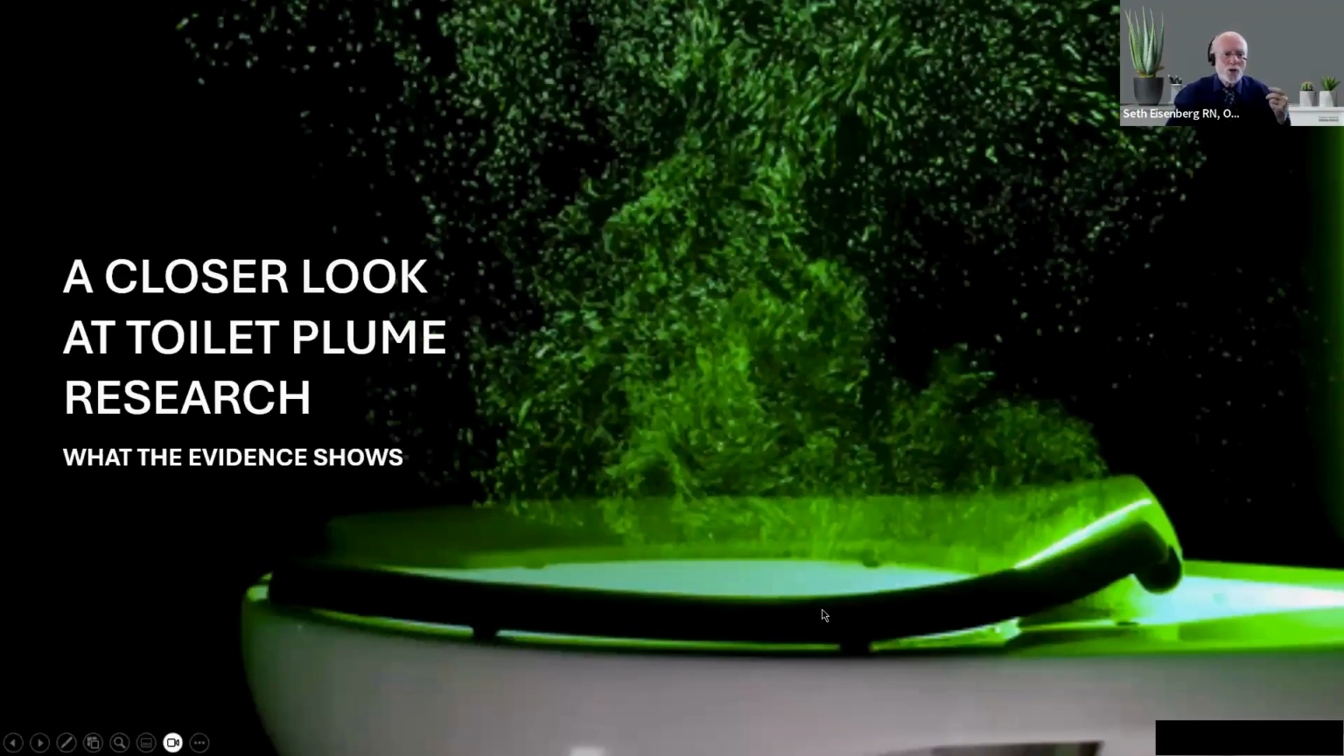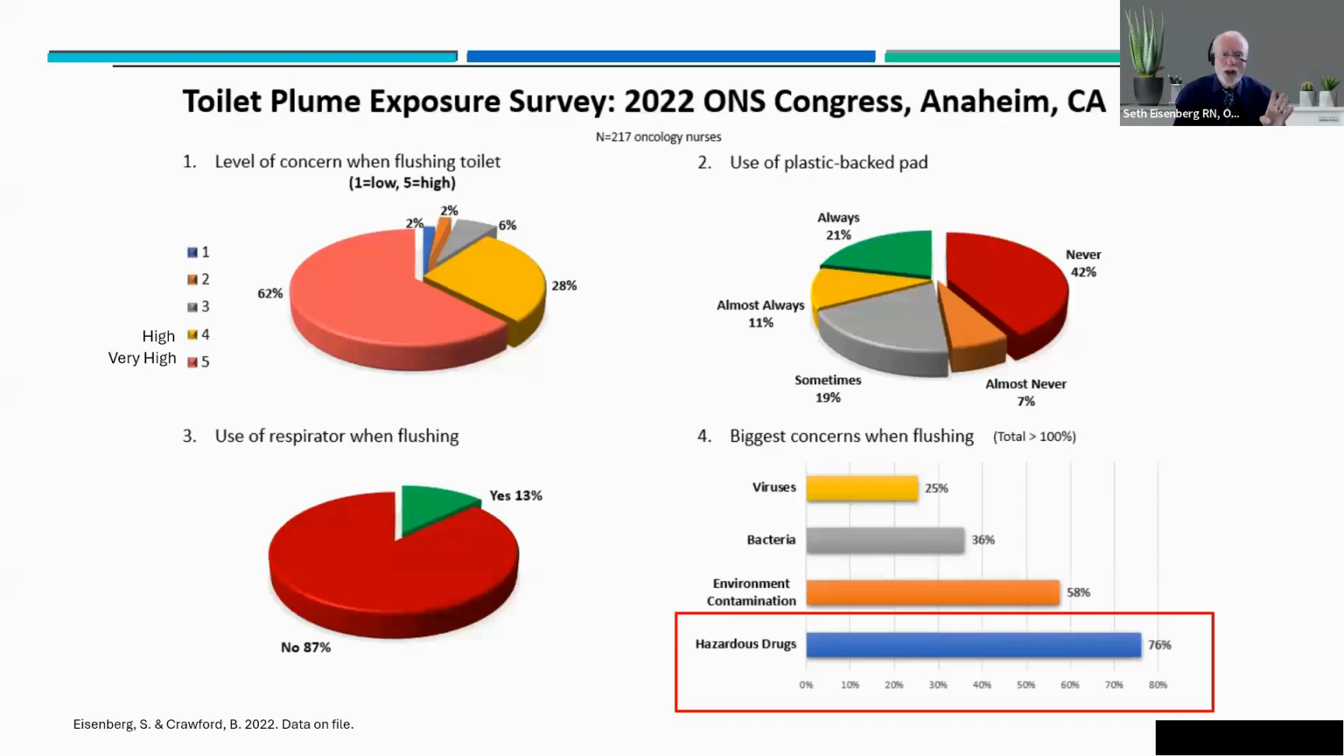Okay. I'm going to take a closer look now at some research because I really want to emphasize what we know in research studies rather than, okay, what's this person's opinion or this is anecdotal. I'm going to give you some good research to chew on here. First, we're going to start off with actually a non-scientific survey that was done at the Oncology Nursing Society Congress back in 2022. We asked 4 questions to nurses. There were 217 nurses who just randomly wandered by and participated in the study. So when we asked them their level of concern with toilet flushing, basically 90% were either highly concerned or very concerned about that particular problem.